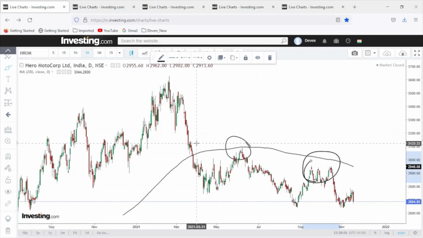Now why 200 EMA? Because 1 year has around 365 days, and out of that, about 200 days are working days globally. So most people use this 200 EMA, 200 moving average, sorry.